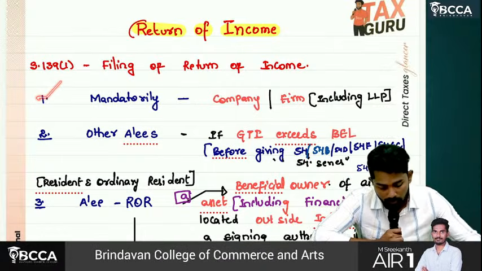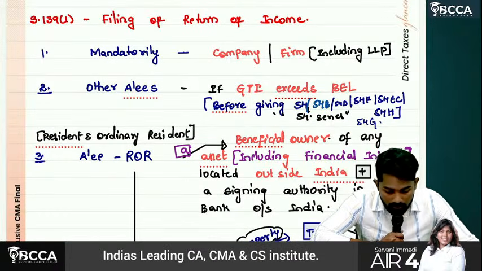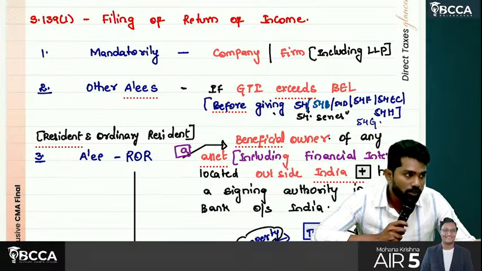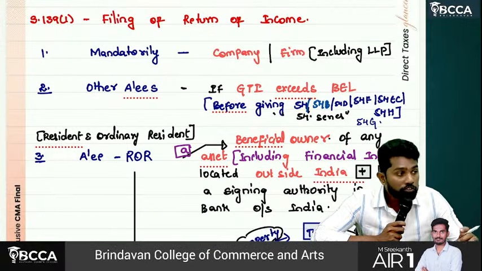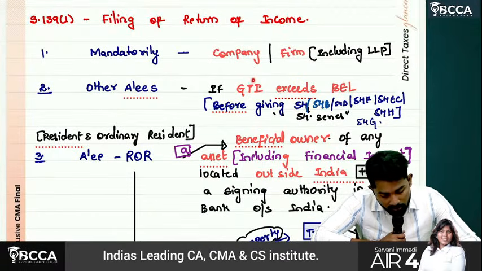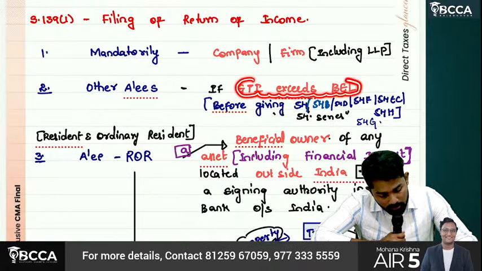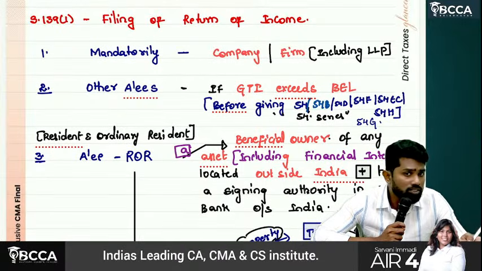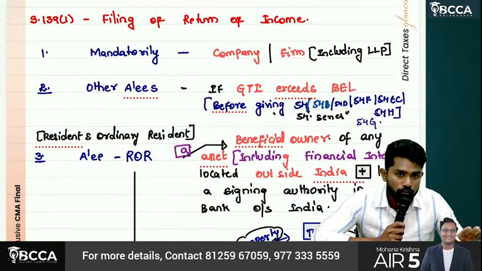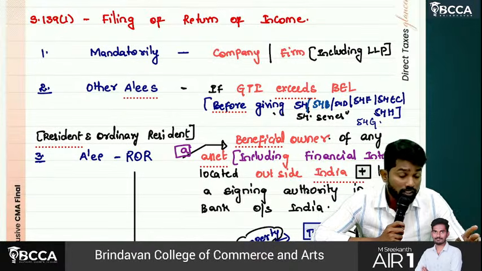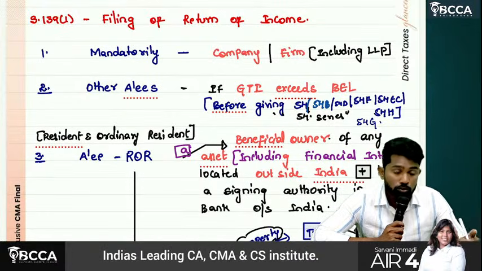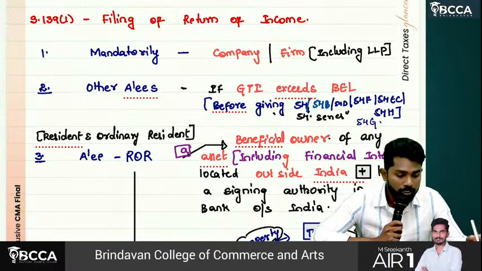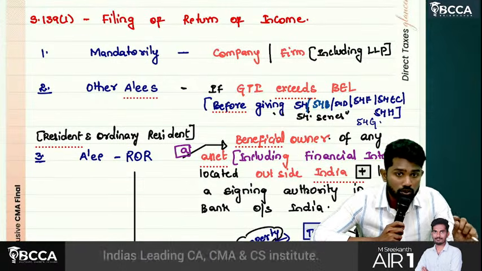First one. Then, what about others? Others: individual, HUF, AOP, BOI, local authority, artificial juridical person. Those people have to file return of income when their gross total income exceeds the basic exemption limit. What is the basic exemption limit, sir? It depends on the regime you took. Default regime, 4 lakhs. Old regime means 2.5 lakhs. If you are a senior citizen, 3 lakhs. Super senior citizen means 5 lakhs. So depending on the type of individual and his applicability, we should check whether gross total income, not net total income, exceeds it.